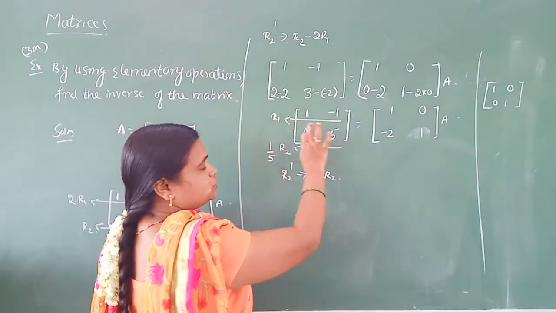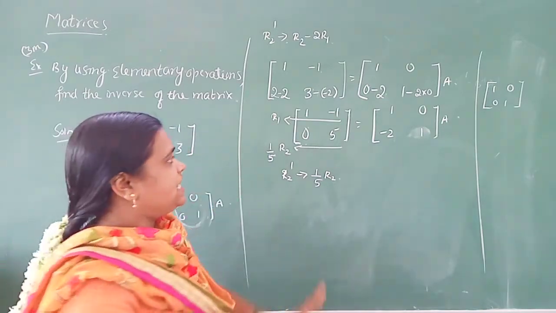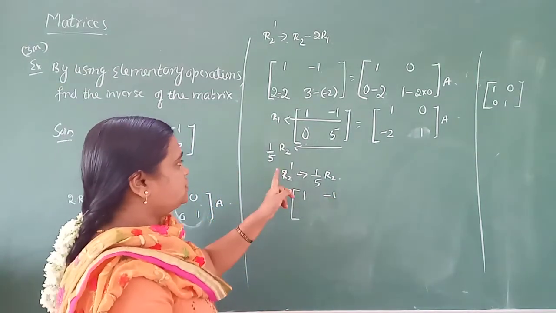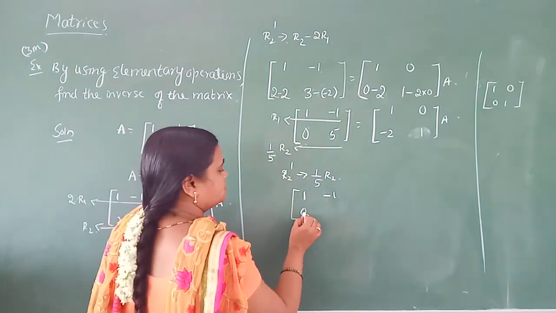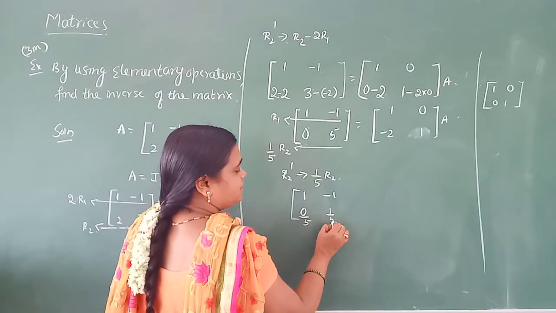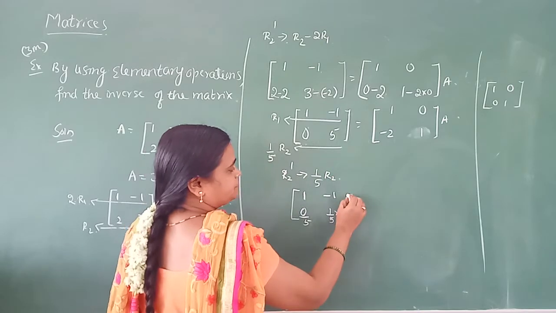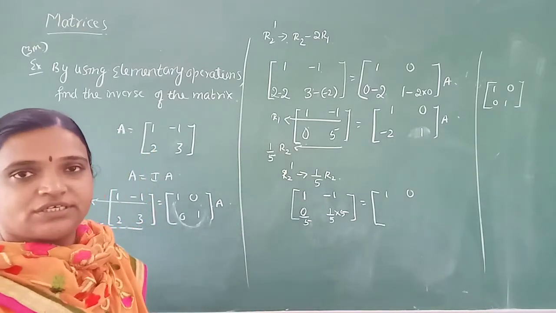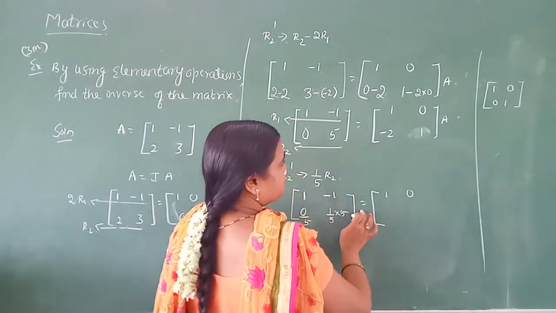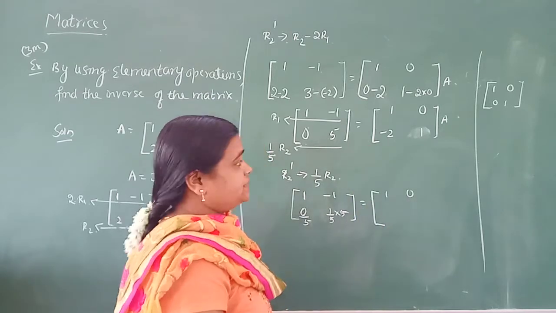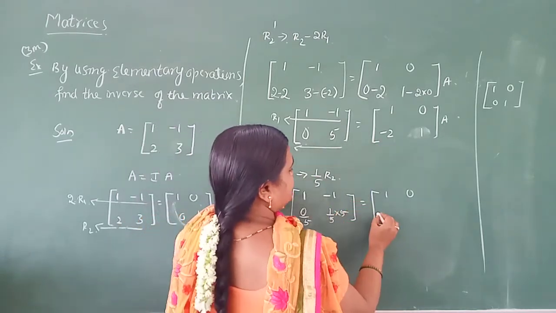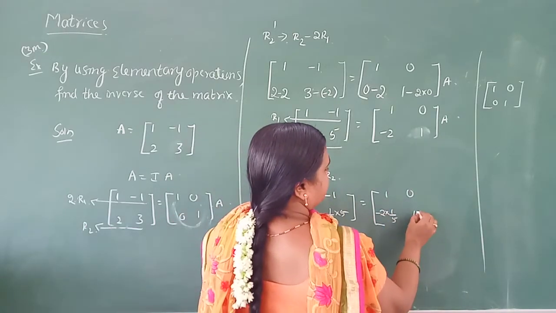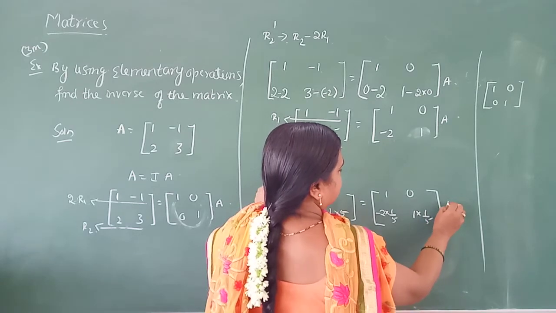Okay. There is no change in the first row. Therefore, we are writing it as it is, 1 minus 1. Next 0 by 5. Next 1 by 5 into 5, multiply. Okay. Next, the first row we are writing as it is, there is no change. Which row changes here? The second row. Because of the equal sign, this is applicable for both sides. Therefore, minus 2 into 1 by 5. Minus 2 into 1 by 5. Next 1 into 1 by 5.